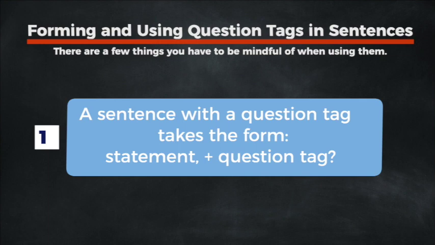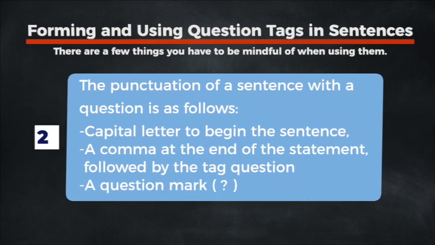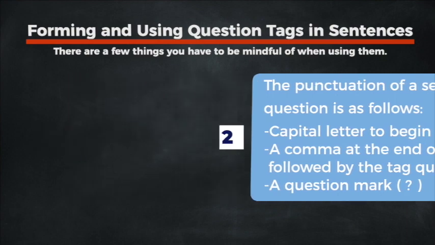While question tags can look easy to use, there are a few things you have to be mindful of when using them. 1. A sentence with a question tag takes the form statement, comma, question tag, question mark. 2. The punctuation of a sentence with a question tag is as follows: capital letter to begin the sentence, a comma at the end of the statement, followed by the tag question and a question mark.